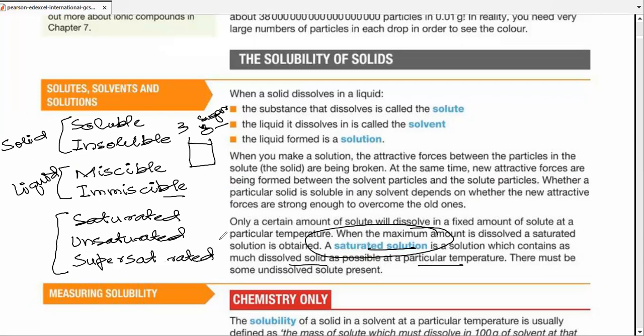Approximately at 80 or 90 degrees centigrade for water, you can actually dissolve 7 tablespoons. So that's supersaturated. In order to properly define it, supersaturated is the solution which contains more than the saturated one. Because saturated was able to take 3, and if we are able to dissolve more, then that's supersaturated, right?